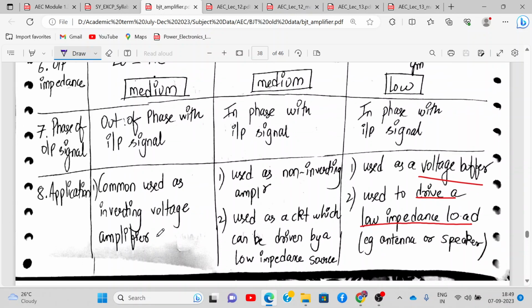And applications. So common emitter is normally used as an inverting amplifier because its gain is negative. Common base is used as a non-inverting amplifier. It's also used as a circuit to drive a low impedance source. Okay, and common collector, it's actually not an amplifier, it's a buffer. It's used to drive a low impedance load. Whenever you build, let's say, a voice amplifier circuit, the output side is always a common collector because it is used to drive a speaker. Do you know speaker resistance is around a few ohms, around 10 ohms or 12 ohms or even 7 ohms for that matter.